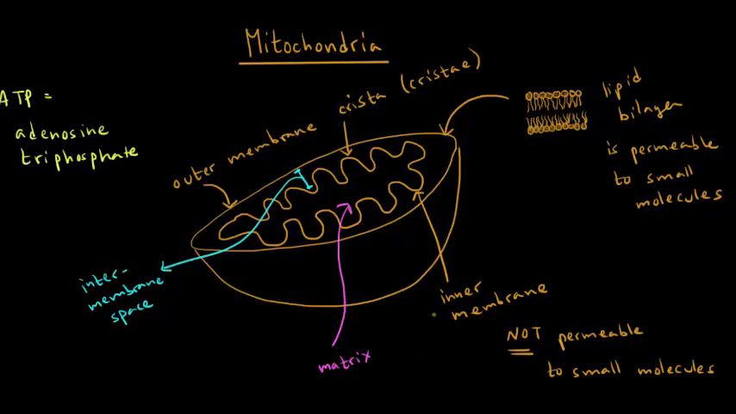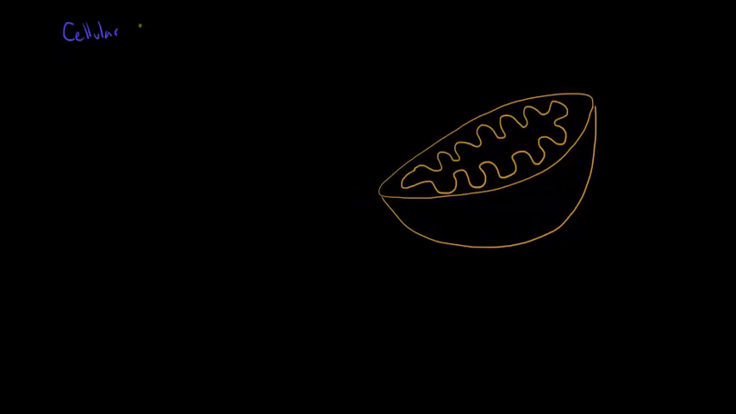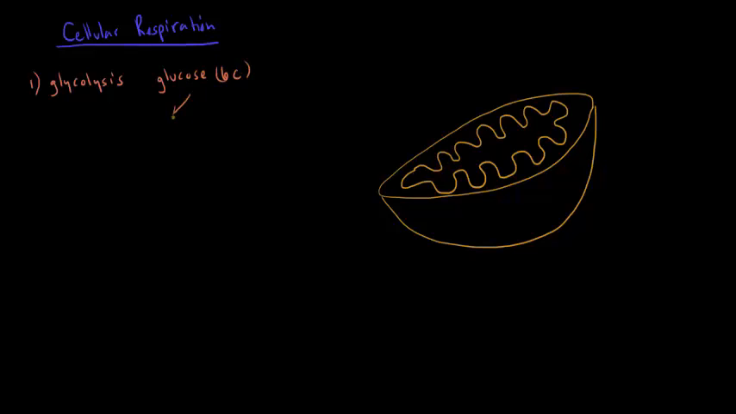Now that we've discussed the structure of mitochondria, let's see how that relates to cellular respiration and what happens here. Let's go through the steps of cellular respiration, which is the process by which we make ATP, and then let's see how it relates to the mitochondria. The first step of cellular respiration is glycolysis. During glycolysis, the molecule glucose, which is a 6-carbon molecule, gets split into 2 molecules of pyruvate. Pyruvate is a 3-carbon molecule.